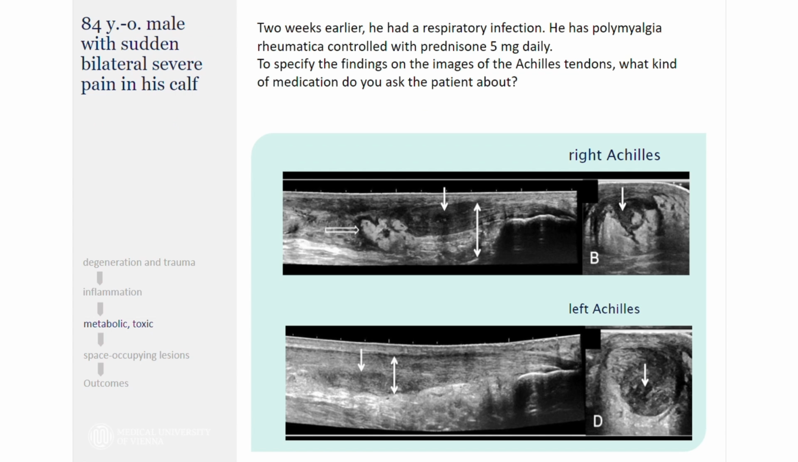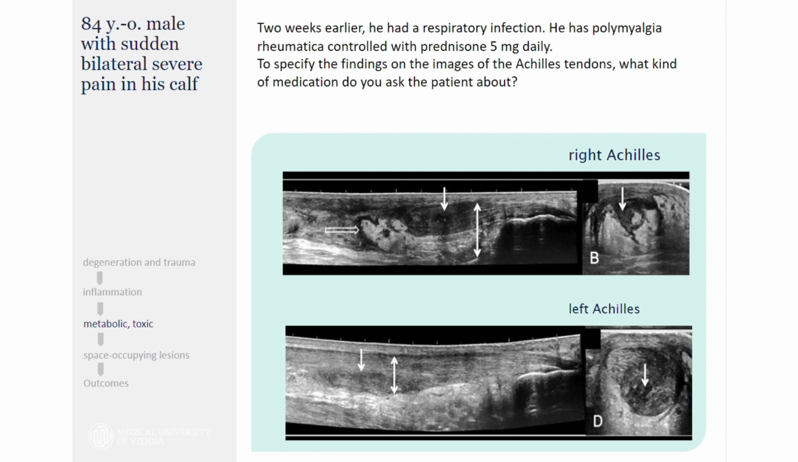That's a case of an 84-year-old male with sudden bilateral severe pain in his calf. And what you see here is that the patient had pneumonia or a bronchial infection, and all of a sudden he had severe destruction of both of his Achilles tendons.